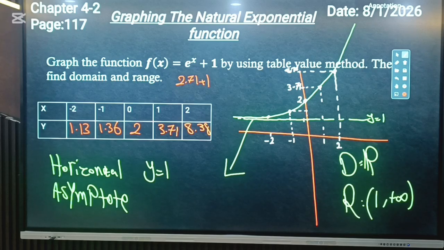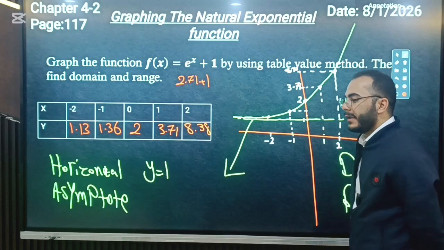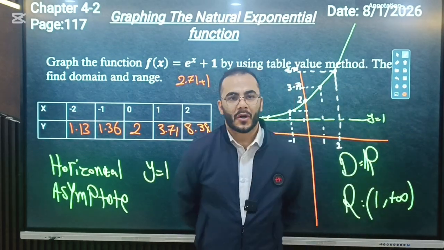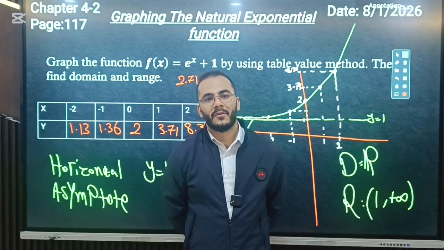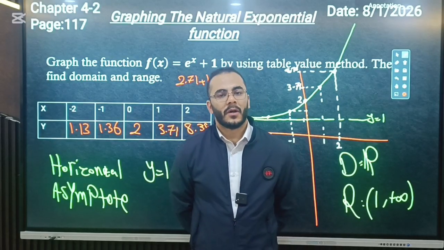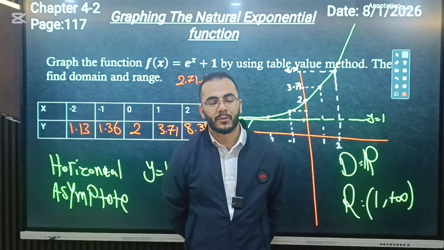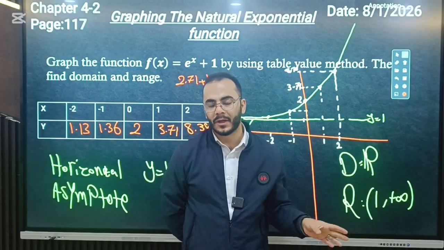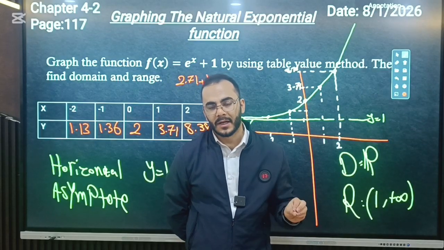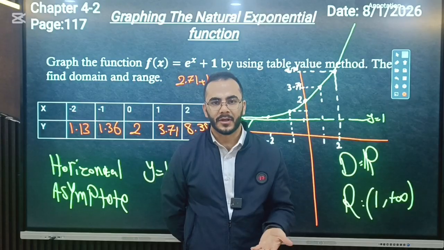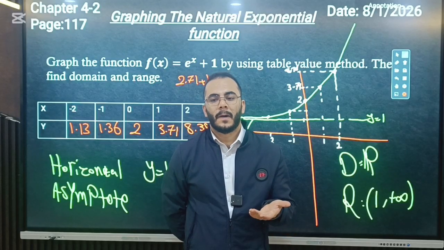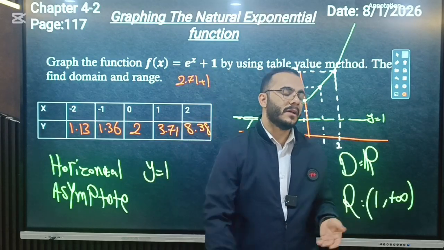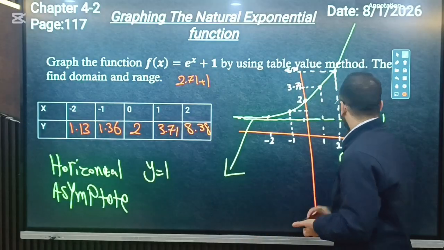Perfect. That's regarding the table value method. And I hope that it is clear. There is a table. Some inputs are given, which are x values. And we need to find the y values. Then after that, we are going to plot those points on the coordinate plane and then connect them. That's going to give us the graph of the exponential function. Then based on the graph, we can decide about the domain and range. Perfect.